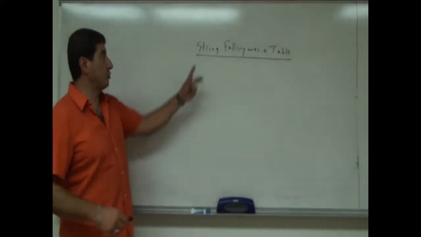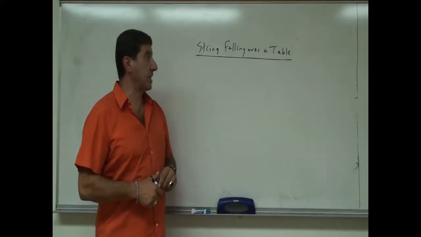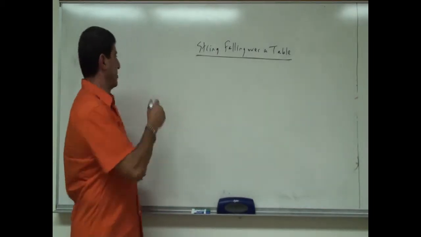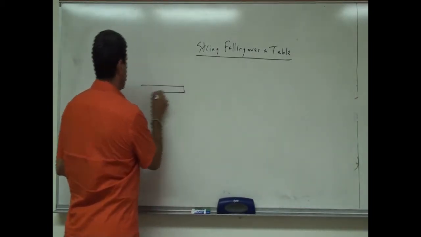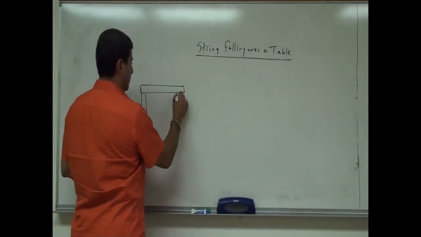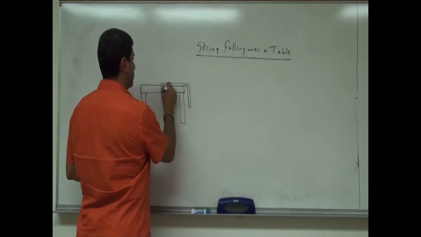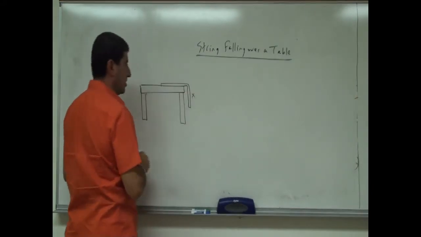Okay, welcome back. Now I'm going to do a demo I'm calling string folding over a table. You could also call it rope folding over a table. So what I'm going to do is take a string, put it over a table, then put a portion of the string over the table, and that portion, let's call it X.